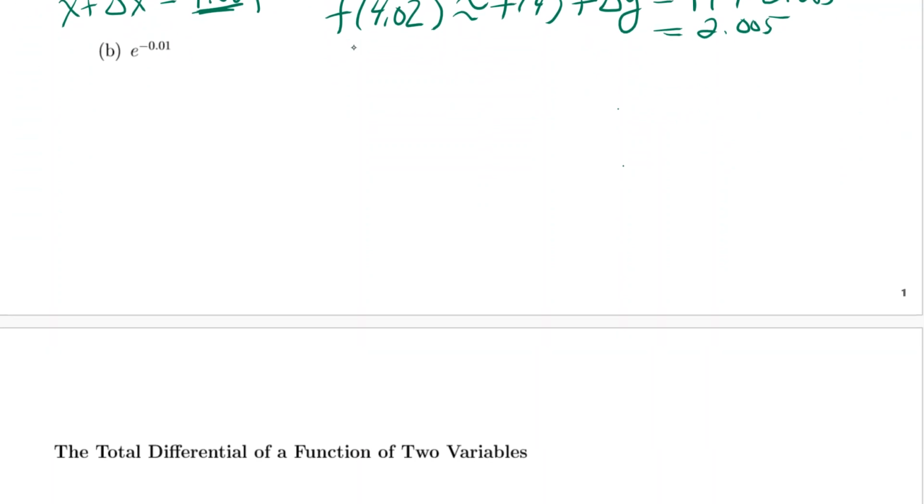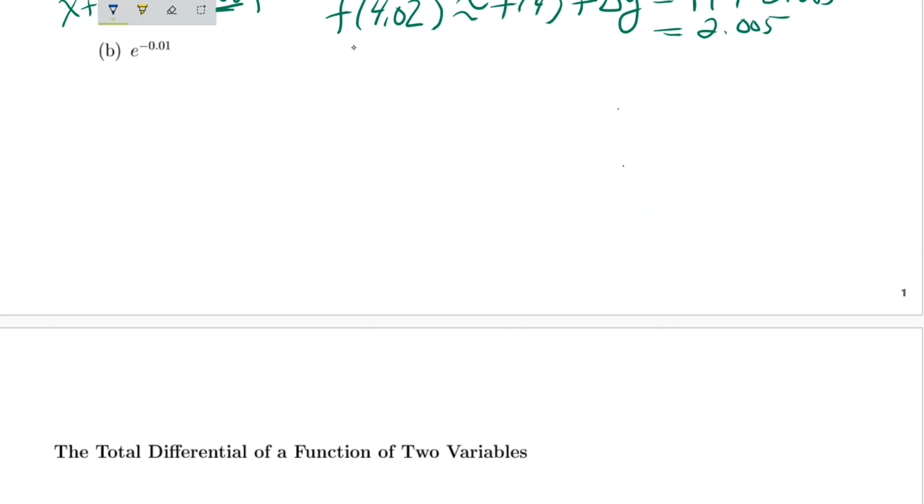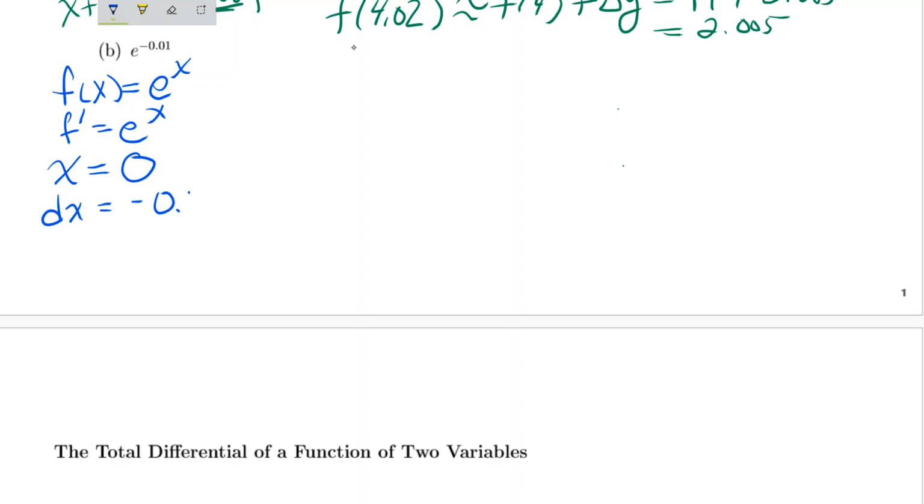All right, so I want to do e to the negative 0.01. I'm going to use a different color because I'm worried it's going to get mixed in with the previous example a little. So for my function, I am going to choose e to the x. I know I'm going to need its derivative, so I'm going to do the derivative of f, which happens to also be e to the x. Now you could have used e to the negative x for this just as well, but it really doesn't matter. My base point, my x value I'm going to start at is 0, and then for my delta x, or my dx, I'm going to use negative 0.01. So I'm starting at 0 and moving down 0.01 to arrive at negative 0.01.